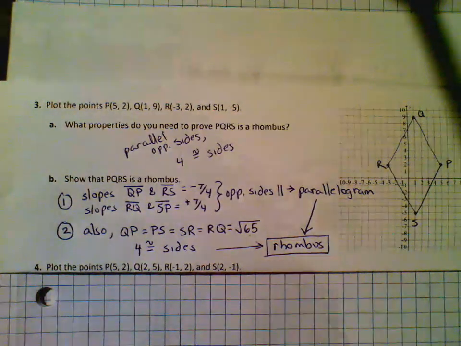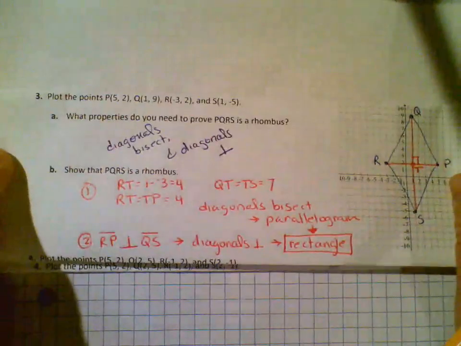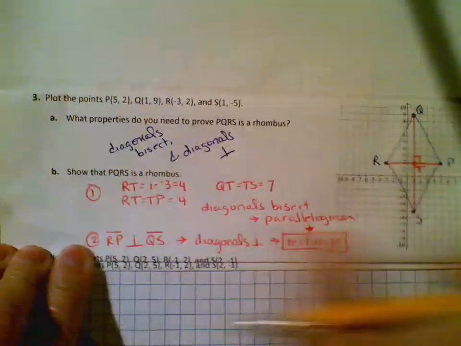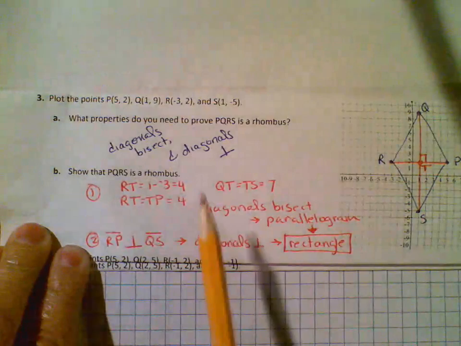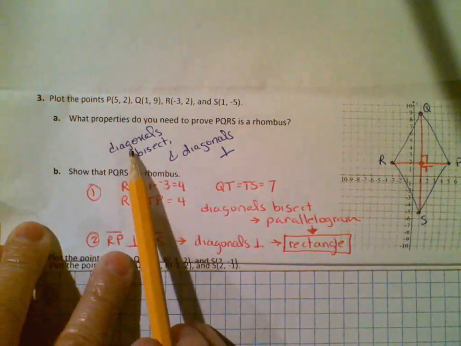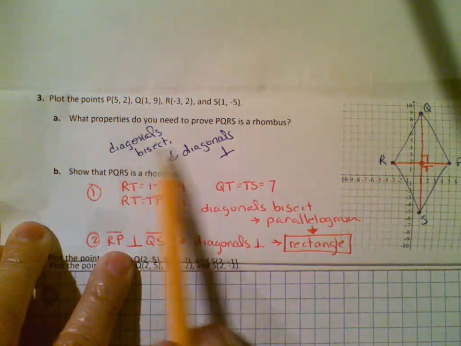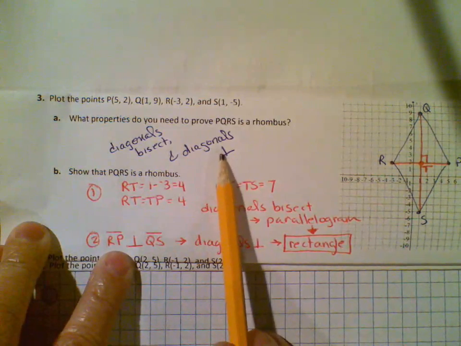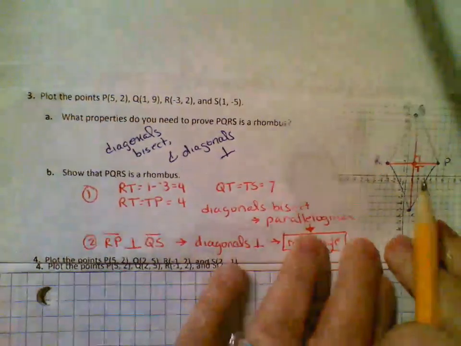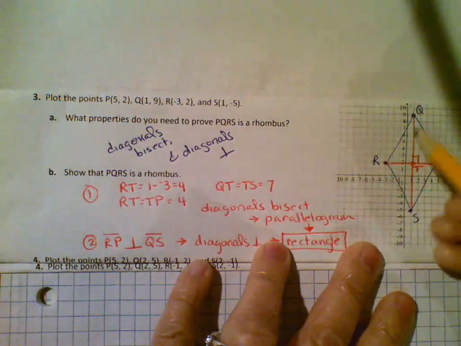It's actually easier for this one if you look at the diagonals. In order to show that this is a rhombus using the diagonals, I just have to show that the diagonals bisect and that they're perpendicular, because that's the property of a rhombus. For this graph, my diagonals are horizontal and vertical, which makes it really easy.